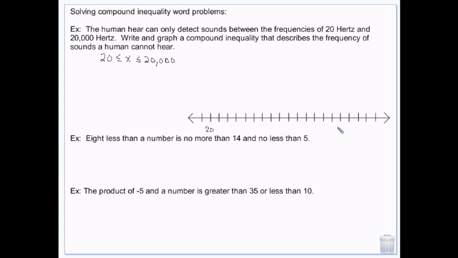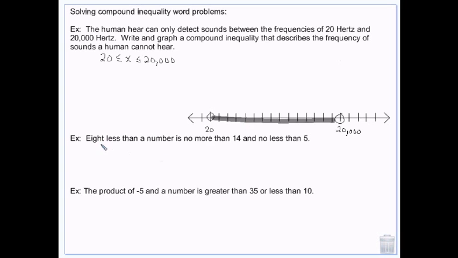And then because I'm not going to be able to write this to scale, I'm just going to arbitrarily pick, just because my number line's not quite big enough to go up to 20,000. So, questions on that at all?